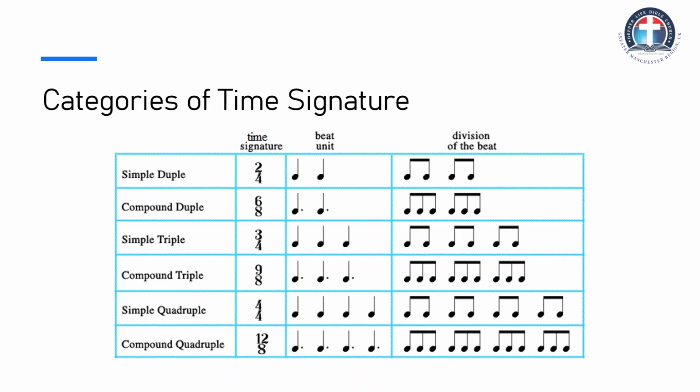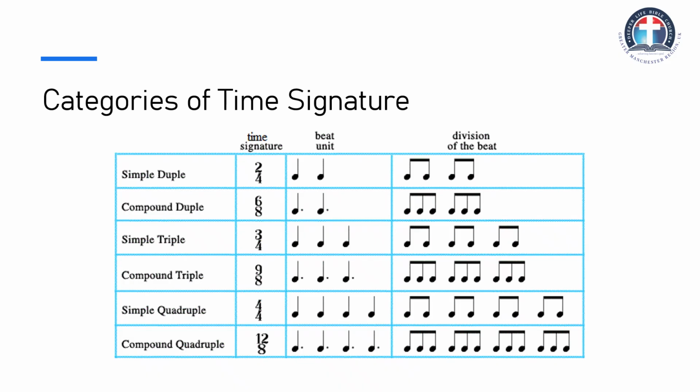That is, all time signatures that have 2 as their top number, what we call in mathematics the numerator, the top number that shows the number of beats. So every time signature that has 2 on top of it is simple duple. That's duple time signature, simple duple. On the other hand, every time signature that has 6 on top is compound duple.